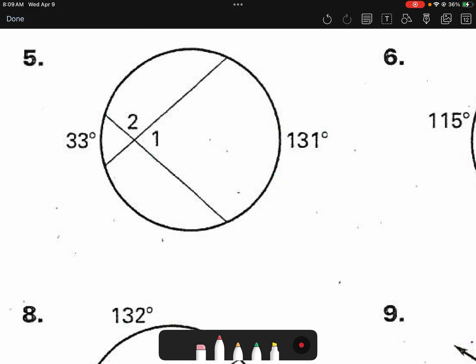Let's use a new theorem. Let's use theorem 10.12. Notice how I can't use theorem 10.11 because I don't have any angles made by a tangent and a chord. I have angles made by 2 chords. So when that happens, we're going to use theorem 10.12. That's the angles inside the circle theorem. If 2 chords intersect inside a circle, then the measure of each angle is half the sum of the measures of the intercepted arcs.